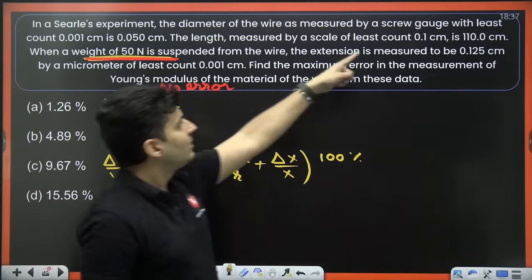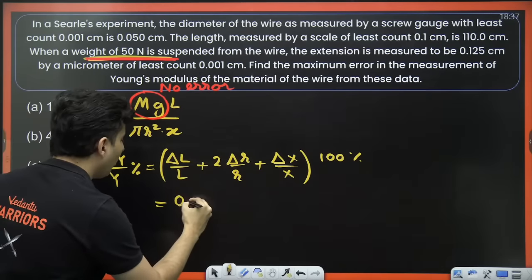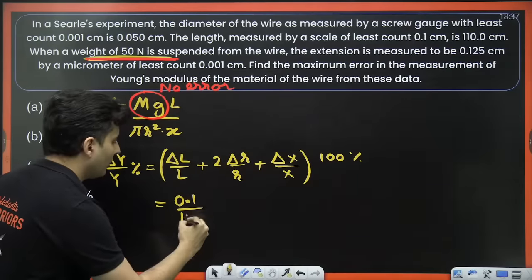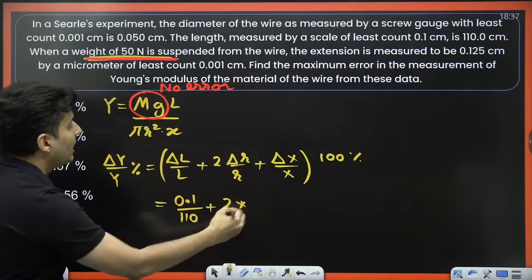The length is measured with the least count of 0.1. So the error in the reading will be 0.1. The length value is 110. So I'm just going to put 110 over here. Two times delta R by R.